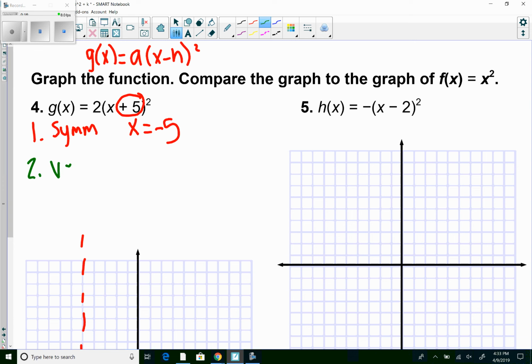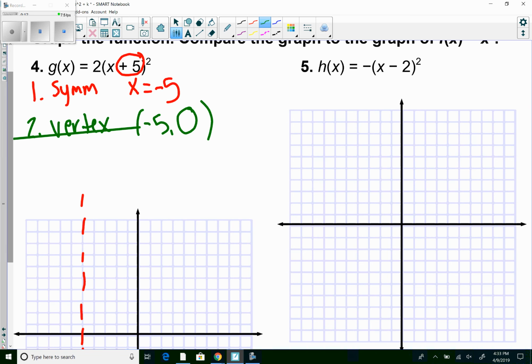Step 2, find your vertex. Always list your vertex as an ordered pair. Now remember, your vertex is just your h coordinate, comma, 0. So I'm going to plot that point. There's my vertex.